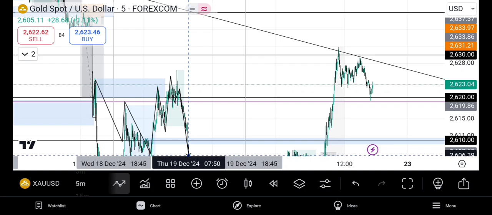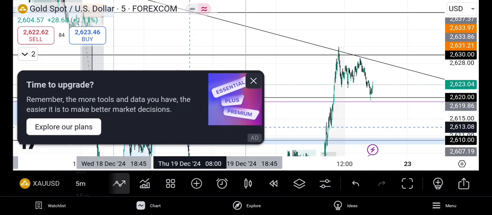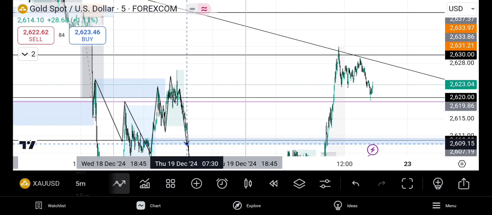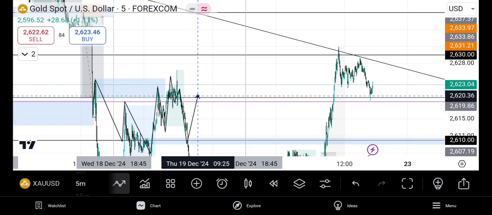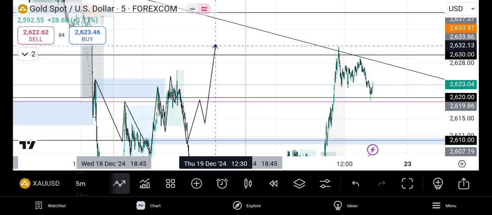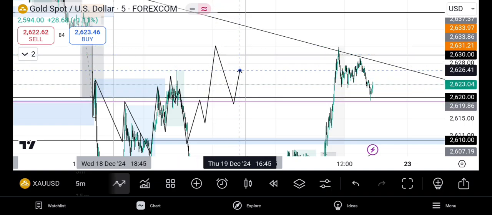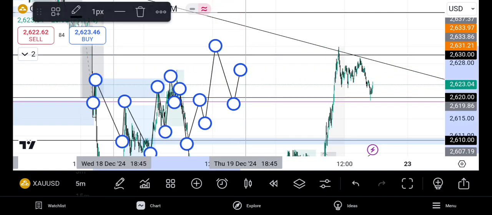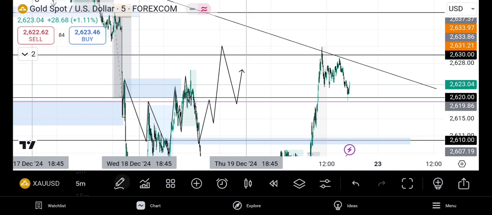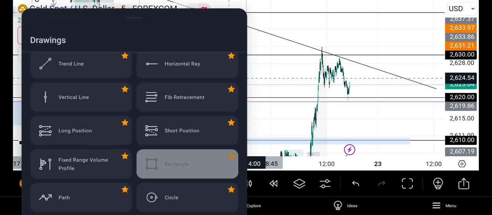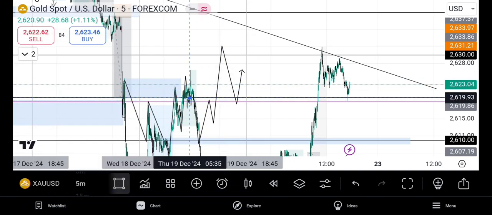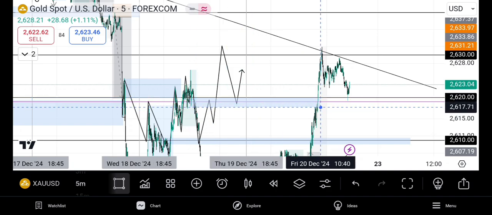So I expected that if this doesn't hold for a sell, it is definitely going to hold for a buy. So that's exactly what I expected. And that was why I took this buy trade here.